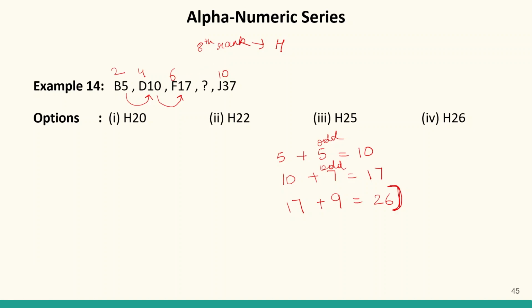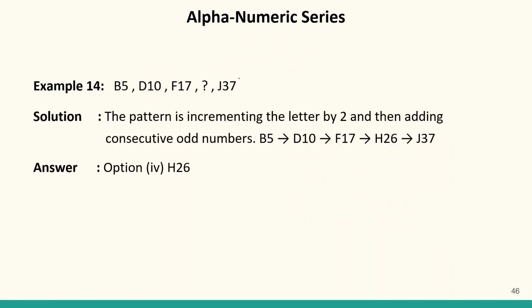We have to check both ways, right? So the next odd number will be 11, right? So if we add, so the missing element is 26. So this will be the missing element, 26, which is the fourth option. This is the solution.